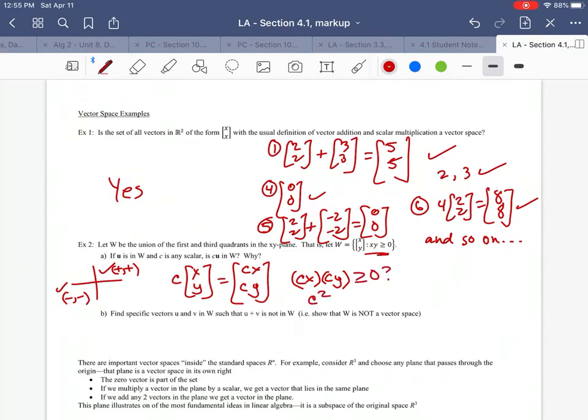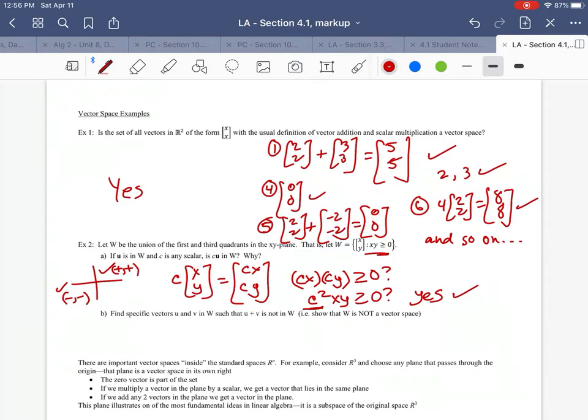So I would get c squared xy. So I still don't know, but what I do know is this: I know that xy is greater than or equal to 0, so that's positive. And by definition, when you square something, it's greater than or equal to 0. So if you multiply two positive things, then you get something positive, right? So I would say yes to that. Okay, that would be one of the things to prove.